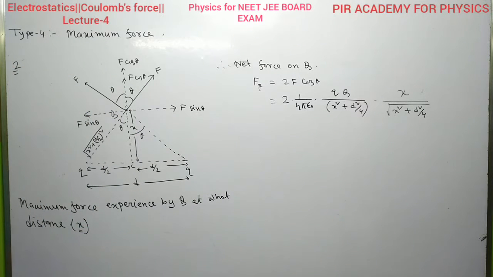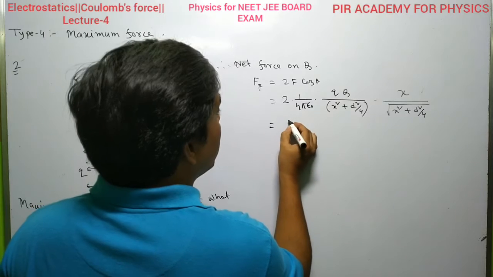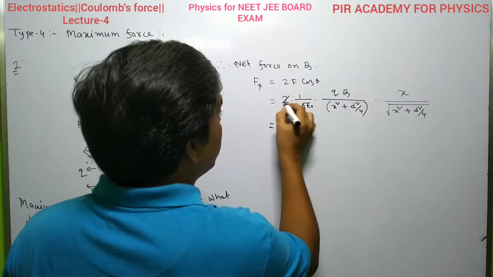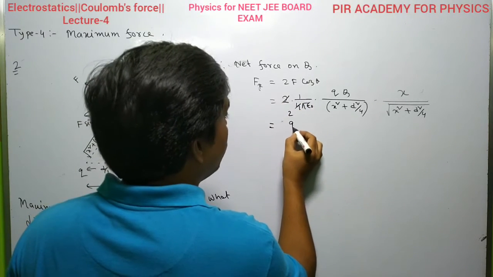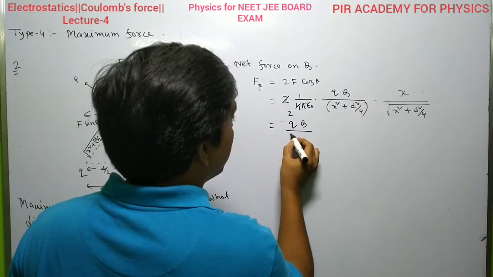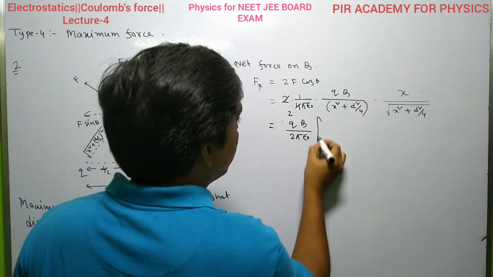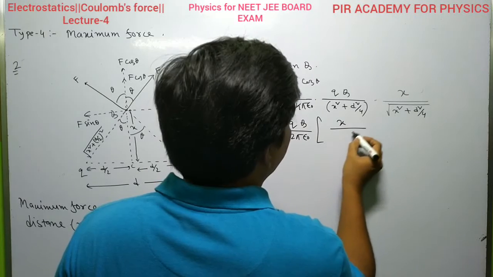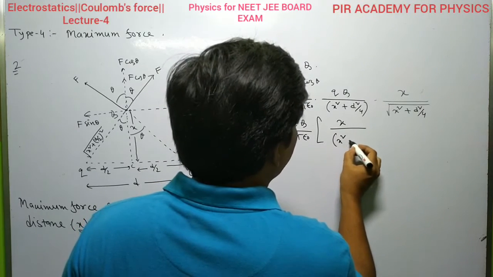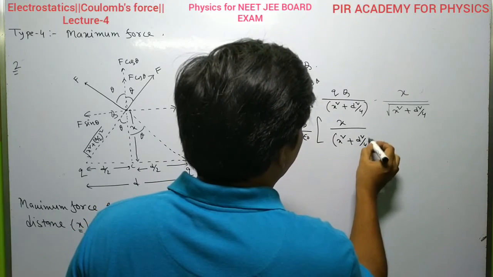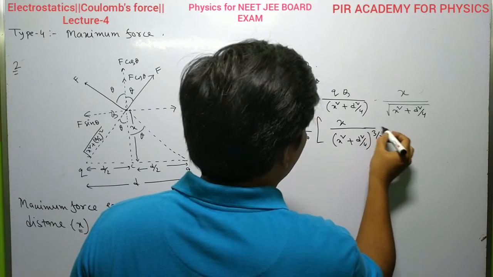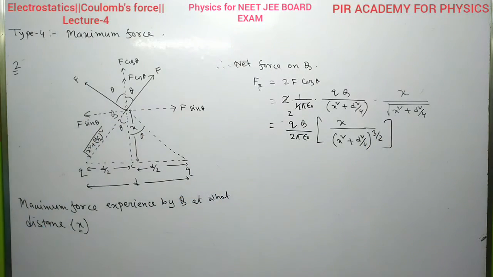Now this 2 and this 2 cancel, so it will be q by 2 pi epsilon naught, here x divided by (x square plus d square by 4) to the power 3 by 2. This is the net force on the charge q.